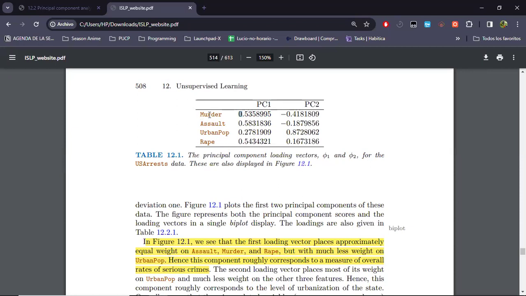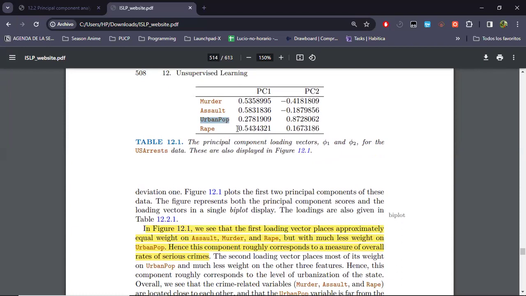Similarly for the assault feature. Similarly for the murder feature, and also quite similarly for this other feature. But it happens to be quite low, close to zero, for this other feature, human population. So, given that these three values are the highest while this is pretty low, it's telling us that what we are capturing with this principal component, with this vector, is, as they call it over here, a measure of overall rate of serious crimes.